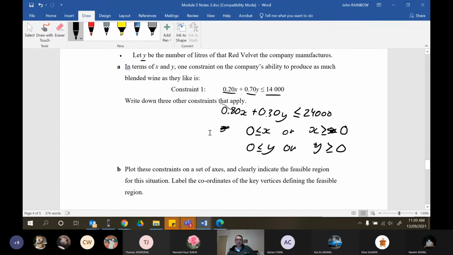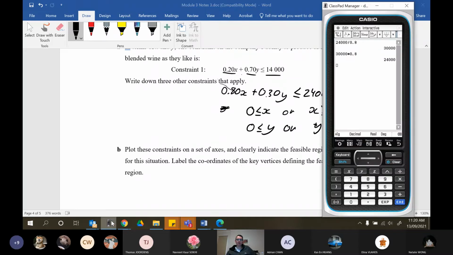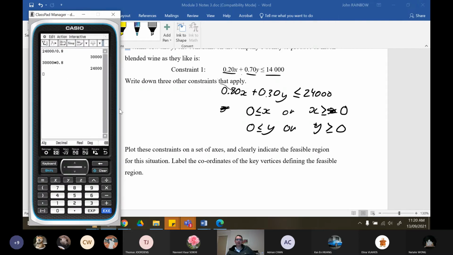I'll keep on moving on. So now we want to plot these constraints on a set of axes and clearly indicate the feasible region for this solution. Label the coordinates and the key vertices defined for the feasible region. So grab out your CAS, guys. We're not going to plot this by hand. We're just going to do it on a CAS because I'm going to show you how you can transfer things from your CAS onto this. Then I'm going to take a screenshot of it and we'll use that.